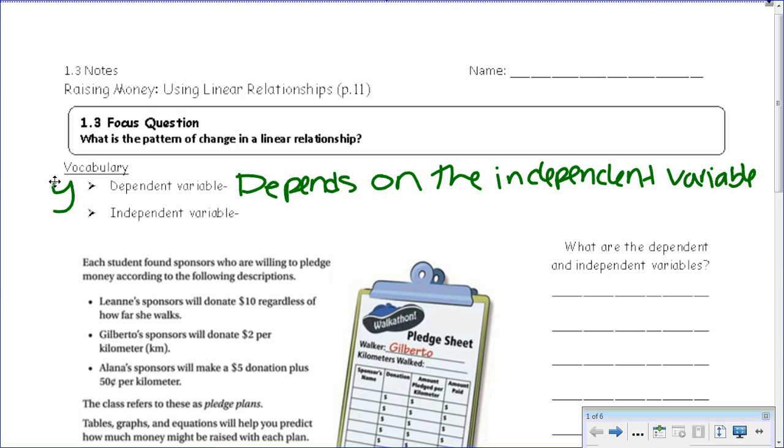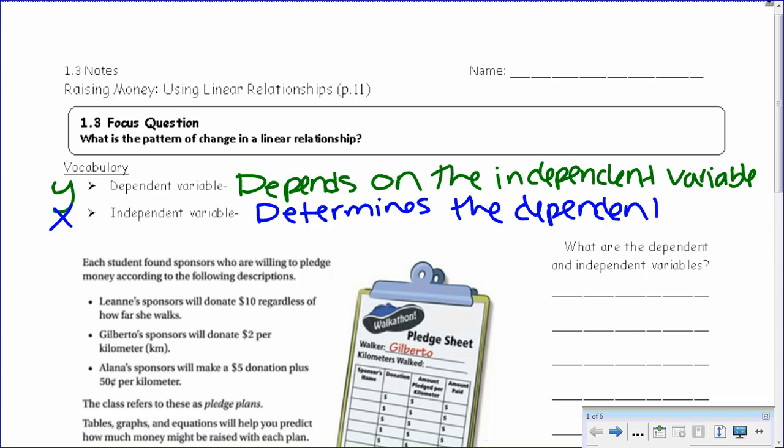And then our second vocabulary word, independent variable, which is like our x. And it determines the dependent variable. So based on what this is showing or telling us, it will determine what our numbers or answers would be for our dependent variable. So if you know one, you can usually determine the other from it, if you know one of them at least.